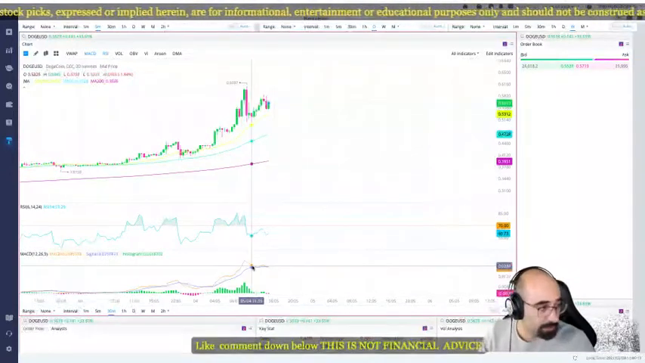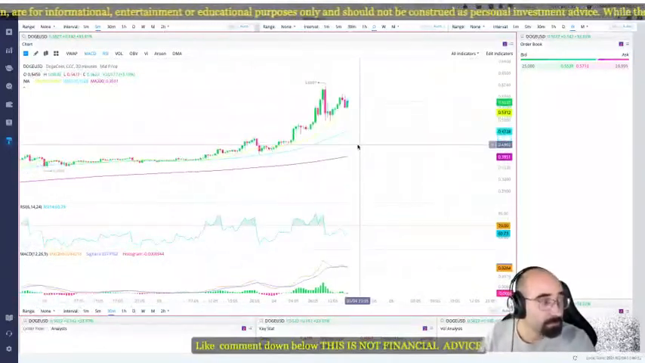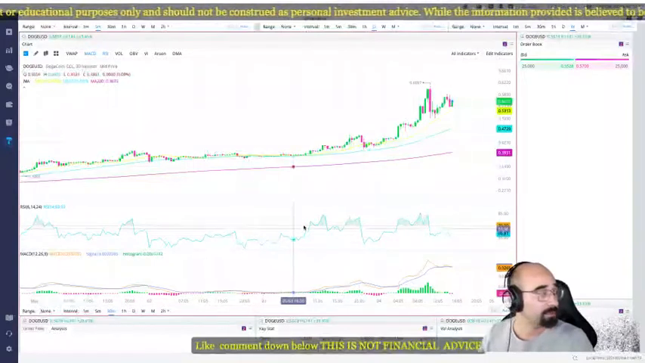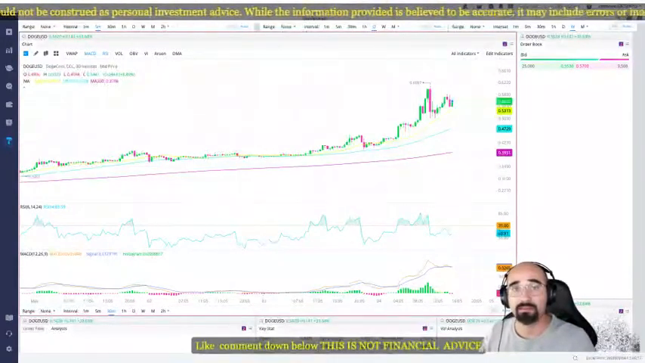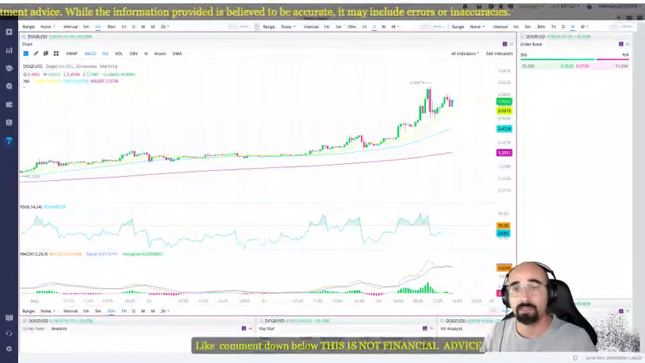So looking at this chart, let me explain the RSI, because the RSI is very important in my opinion.